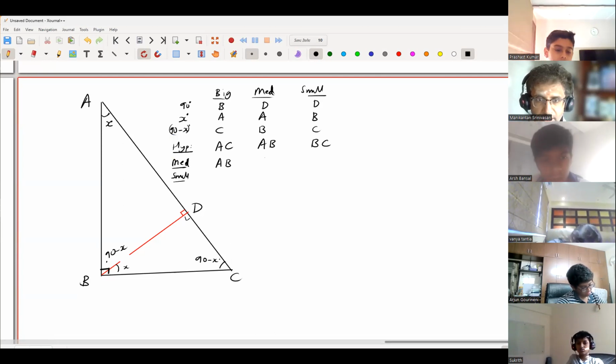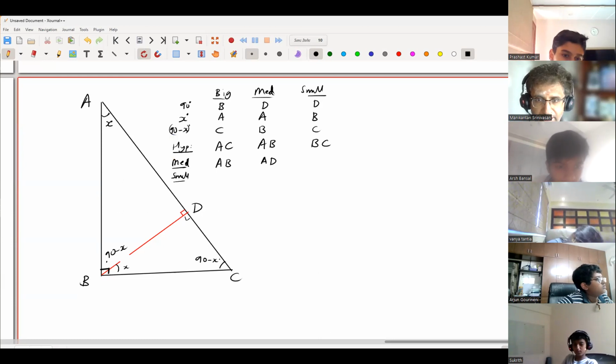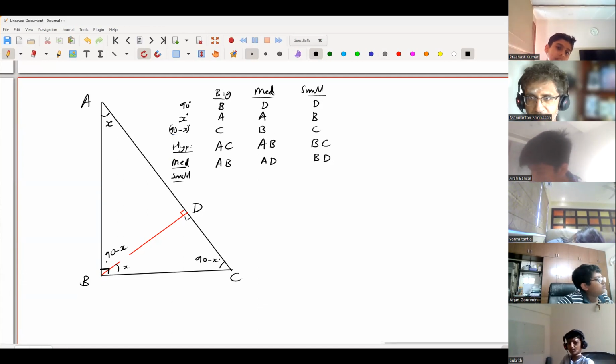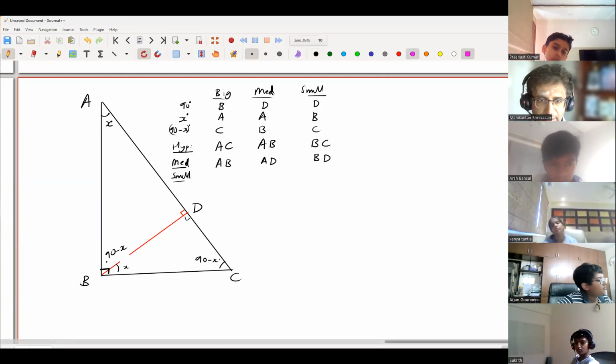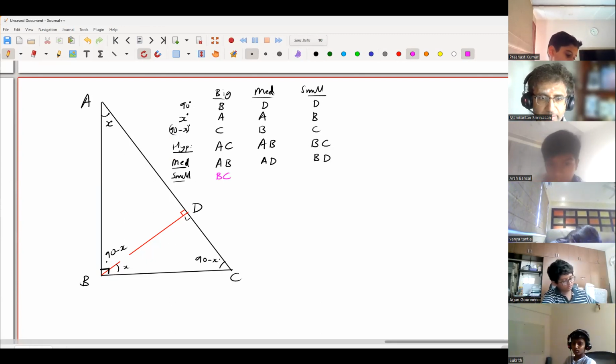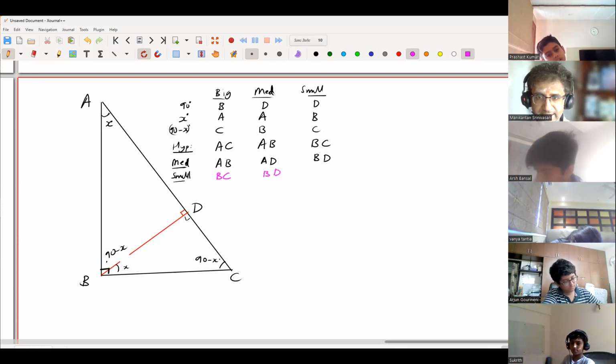The medium side in the medium triangle is AD, and the medium side in the small triangle is BD. Likewise, the small side in the big triangle is BC. The small side in the medium triangle is BD. And the small side in the small triangle is CD.